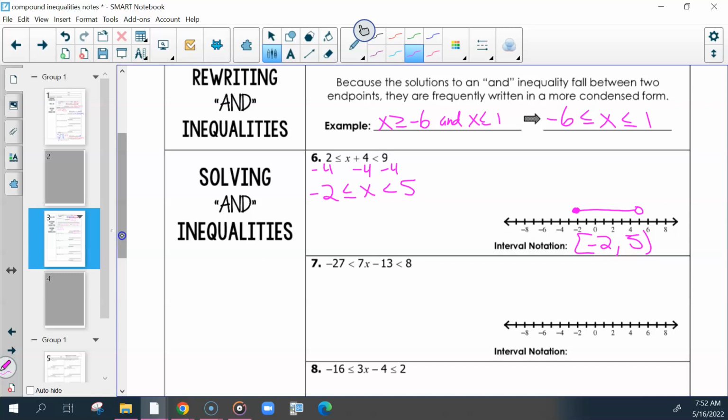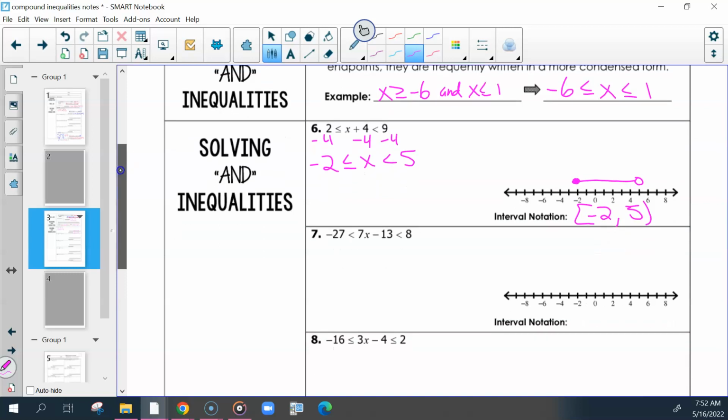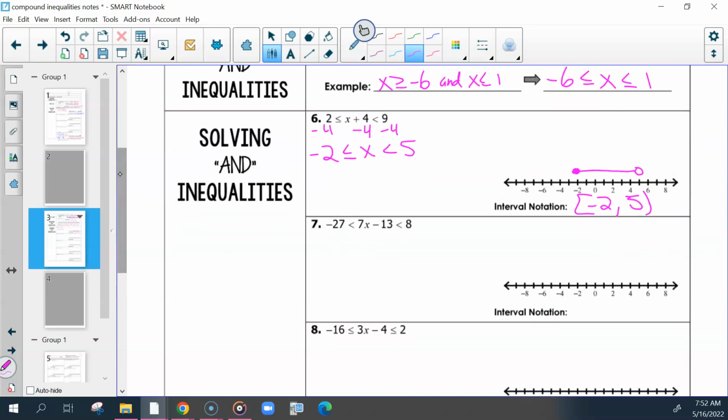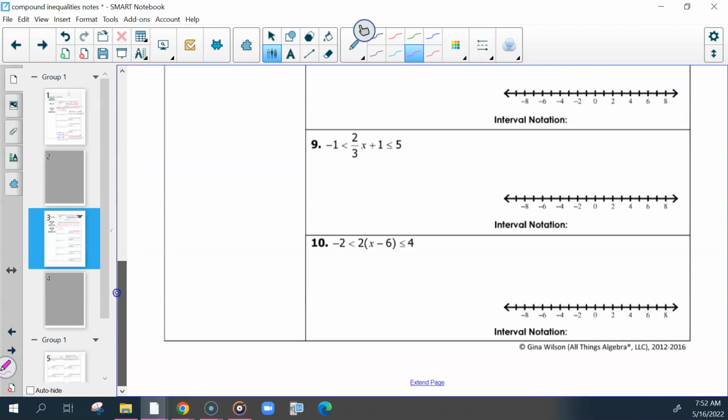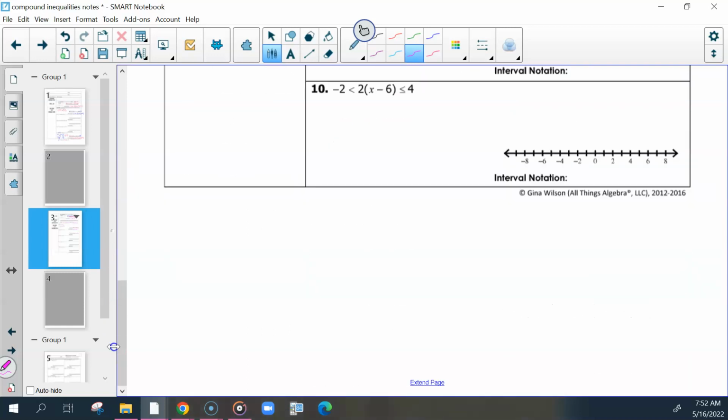Do one more on this page, number 10 at the bottom. Does anyone still need this? For number 10, how would we start solving this? Distribute. In this case, you can also divide everything by 2 as well. We talked about that when we first did these examples, but I'm not going to do that here unless you want to see that. So this would be 2x minus 12 is less than or equal to 4.